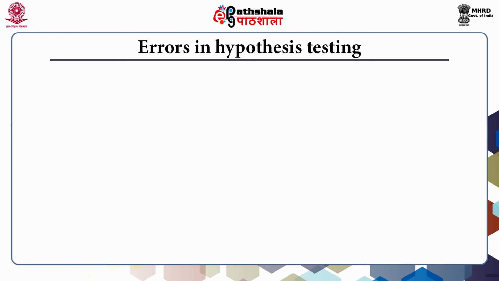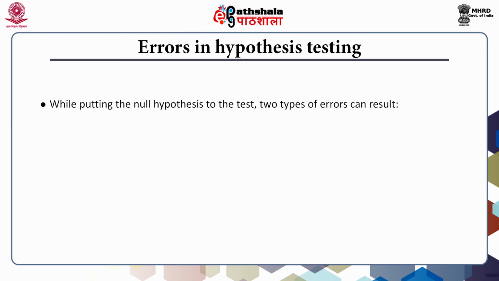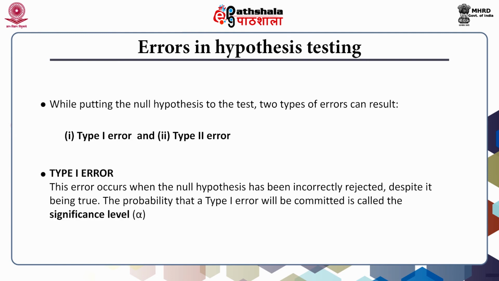Errors in hypothesis testing. While putting the null hypothesis to test, 2 types of errors can result, type 1 error and type 2 error. Type 1 error. This error occurs when the null hypothesis has been incorrectly rejected despite it being true. The probability that a type 1 error will be committed is called the significance level, alpha.